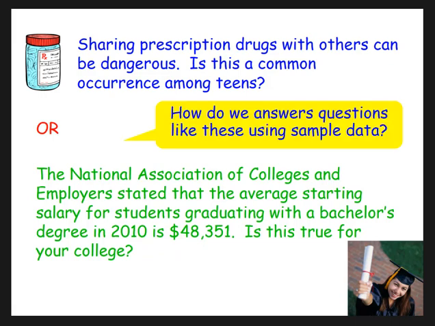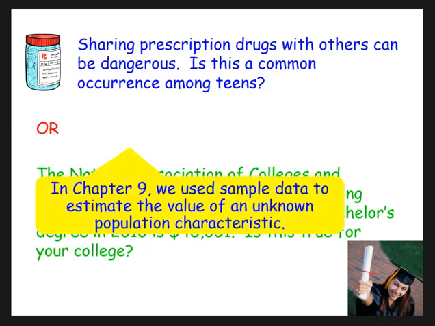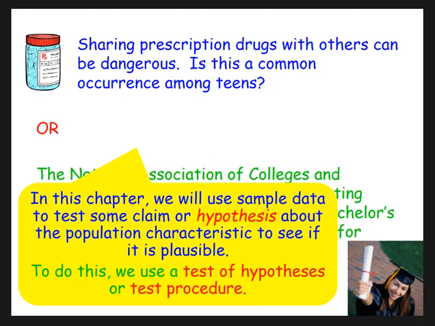So how do we answer these questions using sample data? Since we don't have access to the whole population, how can we choose a sample in order to get a reasonable determination as to whether these statements are true or not? And so chapter 9, we use the point estimate and the interval estimates to estimate the population characteristics. Now we're going to look at how do we tie that into actually making a conclusion about those characteristics. So we're going to use hypotheses and hypothesis testing to decide whether a statement is plausible or not.